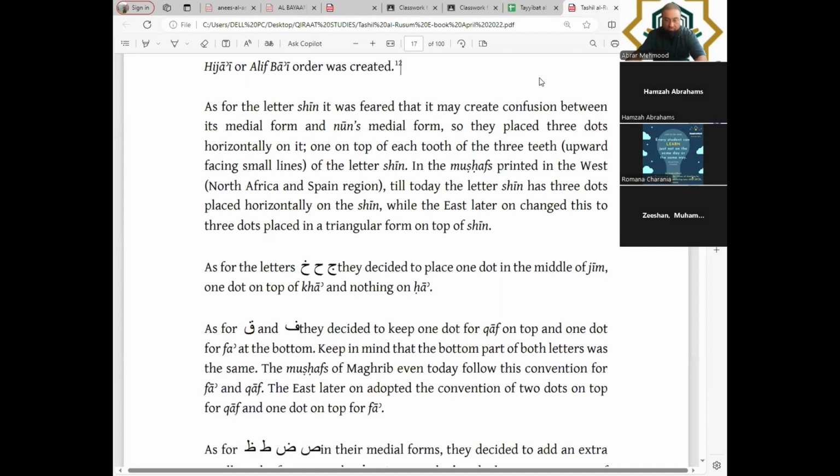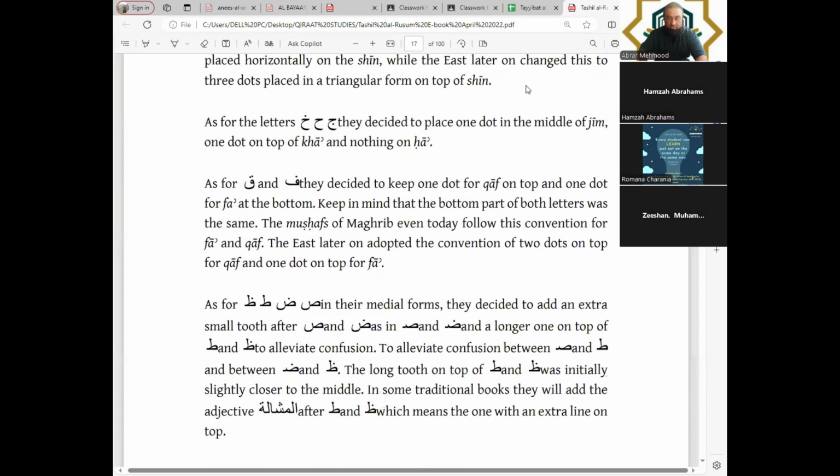As for the letters Jim, Ha, and Kha, they decided to place 1 dot in the middle of Jim, 1 dot on top of Kha, and nothing on Ha. As for Fa and Qaf, they decided to keep 1 dot for Qaf on top and 1 dot for Fa at the bottom, keeping in mind that the bottom part of both letters was the same. The Mus'hafs of Maghrib even today follow this convention for Fa and Qaf. The East later on adopted the convention of 2 dots on top for Qaf and 1 dot on top for Fa.